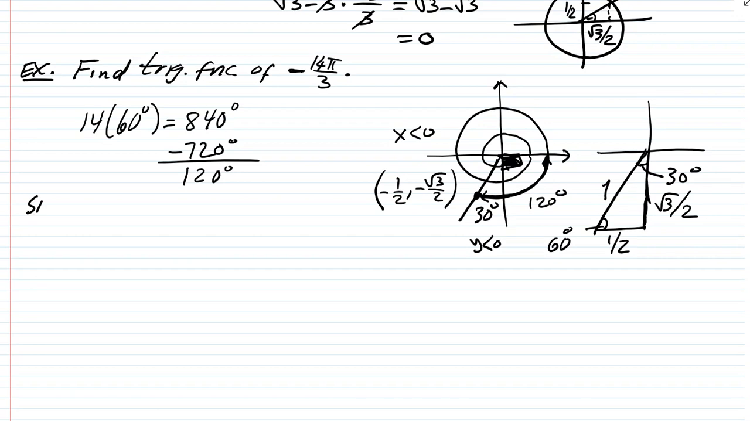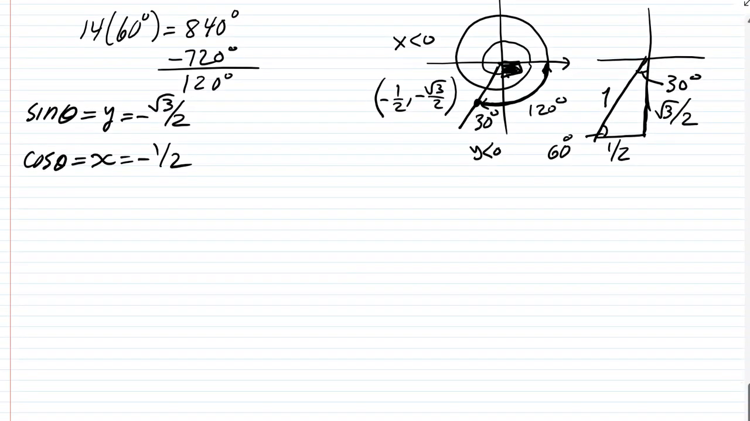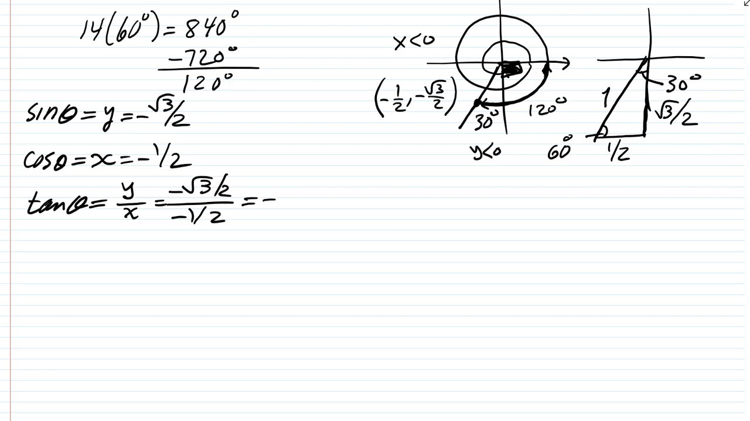So now let's do this. Therefore, sine of theta is going to be the y component. Y is negative root 3 over 2. Cosine theta is the x component, negative 1/2. And so on and so forth. I might as well finish this one. Tan theta, y over x. So it's negative root 3 over 2 over negative 1/2, which is positive root 3. Negative by negative is positive.